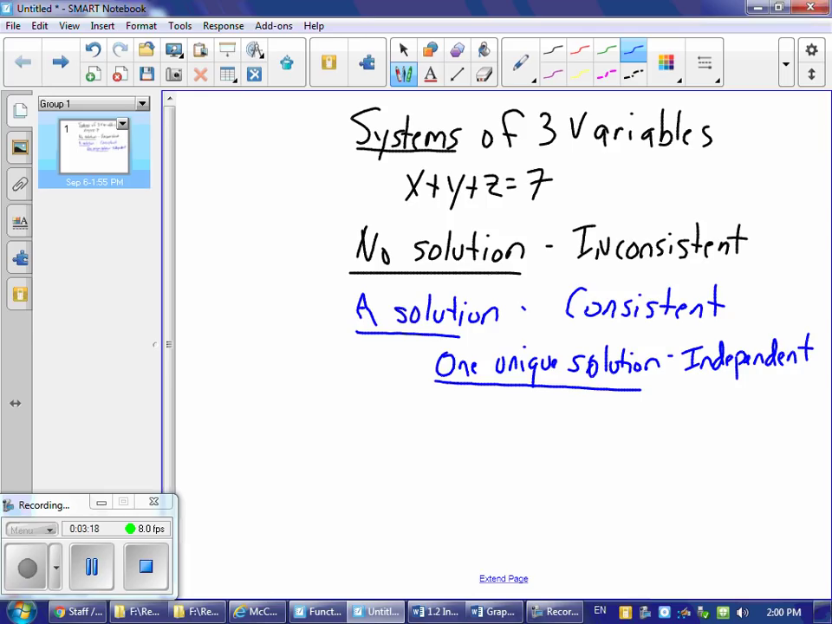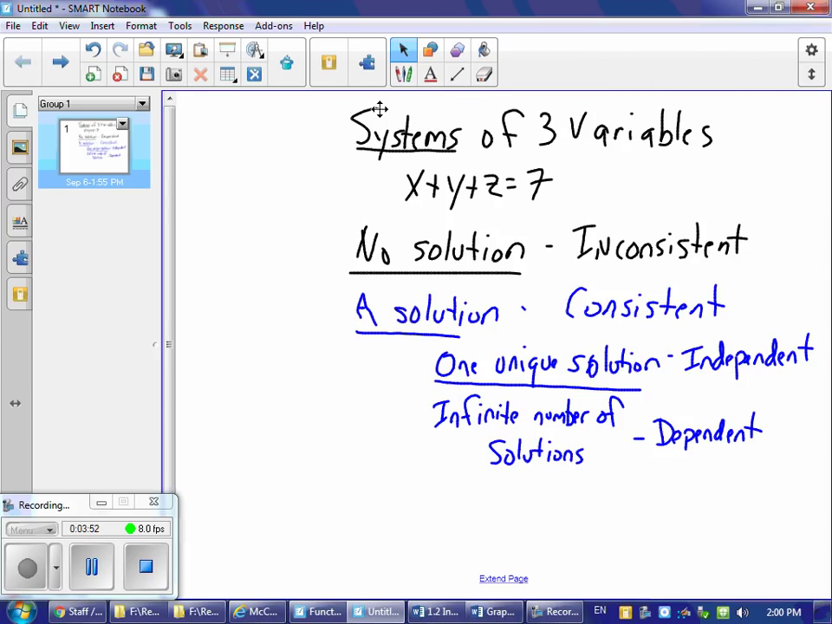You could also have an infinite number of solutions. And if that occurs, those are called dependent. So an infinite number of solutions is dependent. Not to be misconstrued with anything will work, because it won't. But there will be an infinite number of solutions. And again, we'll show this graphically as well as algebraically.